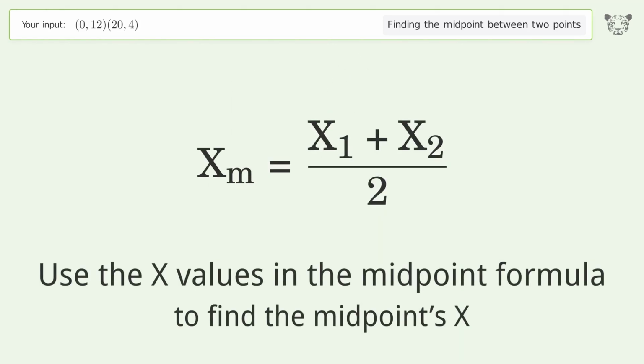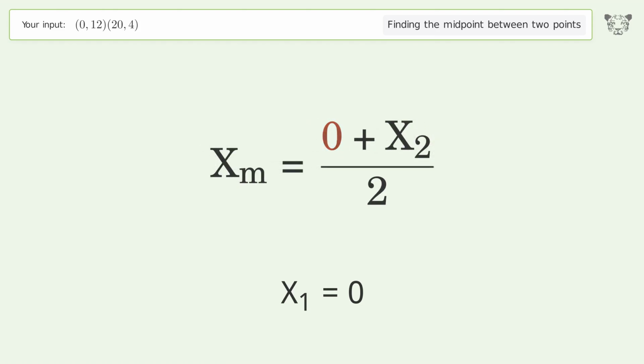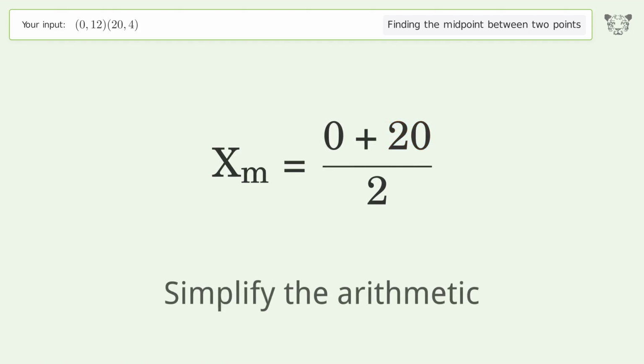Use the x values in the midpoint formula to find the midpoints x. x1 equals 0. x2 equals 20. Simplify the arithmetic.